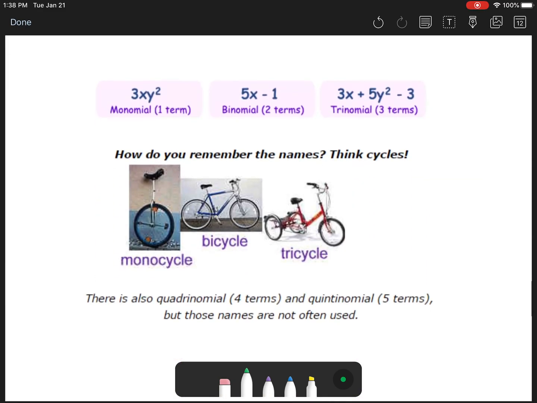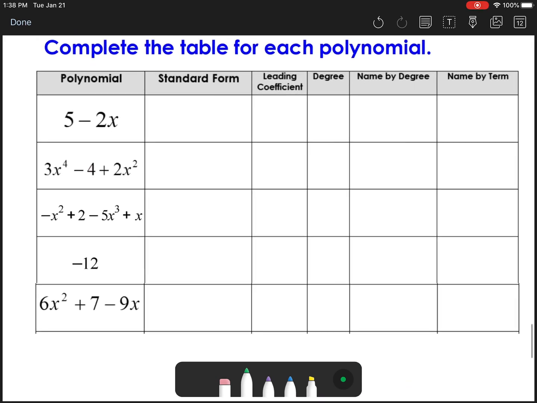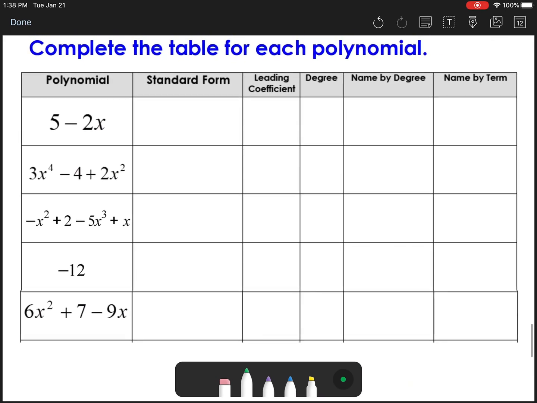Now, ways to help you remember it. Monomial, right? Mon means 1, that root word. Binomial, think of a bicycle with 2 wheels. Trinomial, think of a tricycle with 3 wheels. Now, last thing we're going to do is just practice using all this vocabulary. So we're going to look at a couple of these polynomials, and then we're going to let you practice a couple on your own.